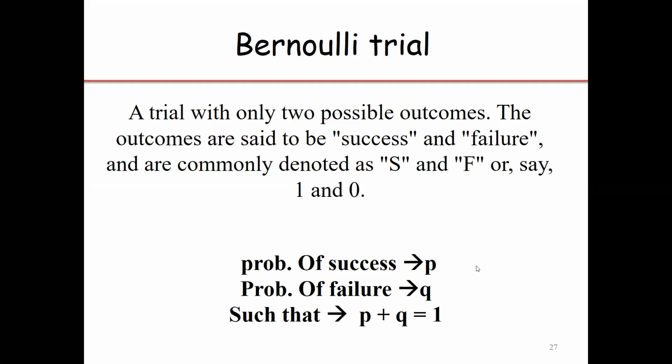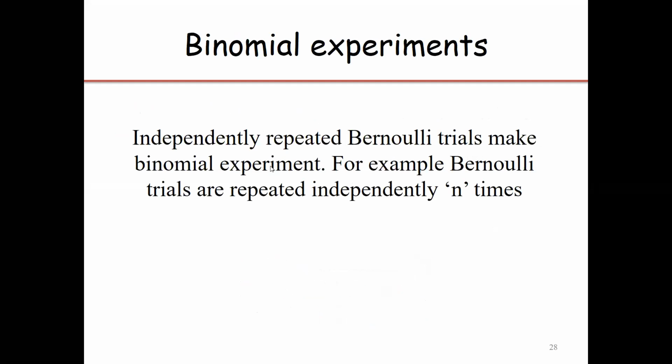P is the probability of success, Q is the probability of failure, the sum of P and Q is 1, and independently repeated Bernoulli trials make the binomial experiment. So what is the difference between the Bernoulli and the binomial? Repeated Bernoulli trials are making a binomial experiment. Suppose a coin is tossed 5 times.